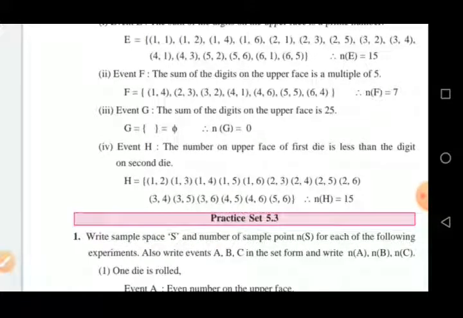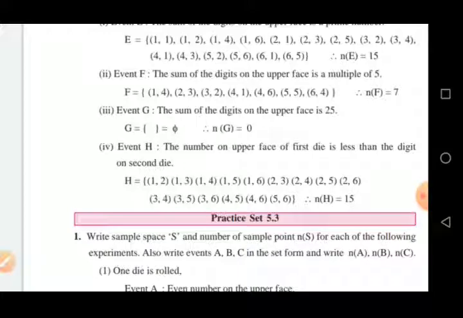(1,2), (1,3), (1,4), (1,5), (1,6), (2,3), (2,4), (2,5), (2,6), (3,4), (3,5), (3,6), (4,5), (4,6), and last (5,6). In all these results, the result of the first die is less than the result of the second die. Close the curly bracket. Number of H is equal to 15.